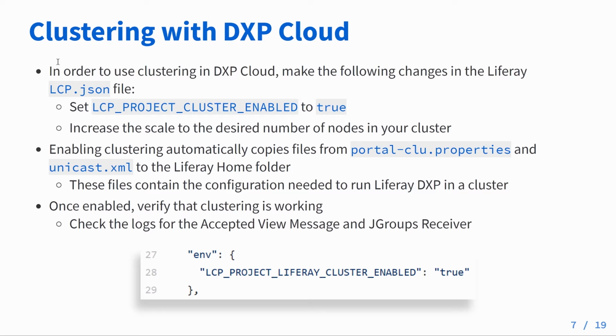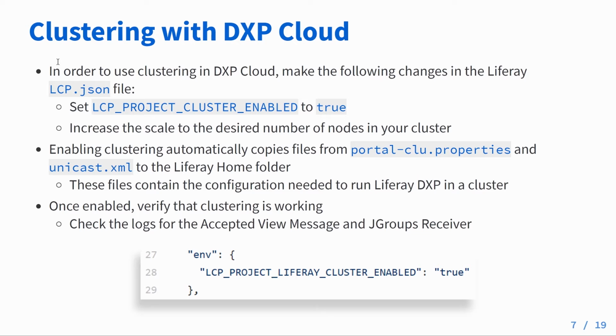In order to use clustering in DXP Cloud, make sure to make the following changes in the Liferay lcp.json file. We want to set lcp.project.cluster.enabled to true, as we can see here in this image. And we want to increase the scale to the desired number of nodes in your cluster. Enabling clustering automatically copies these files from the Liferay home folder: the portal-clu.properties file and the unicast.xml file. These files contain the configuration needed to run Liferay DXP in a cluster.